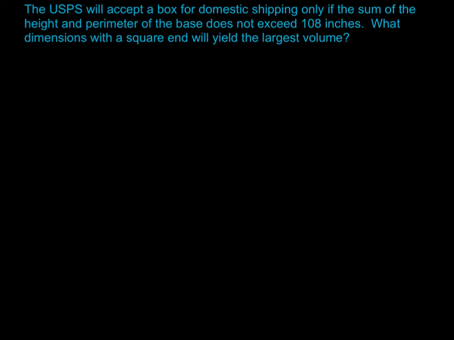So in this example, I think it would be best to see a picture before we do anything else. Here, a box could look like this. And what we know is that the height of the box, or this side here, and the perimeter of the base, this here, cannot exceed 108 inches. That means it has to be less than or equal to 108 inches. So since we know that the box has a square base, that means that length is x and that length is x, we can call this distance here y.